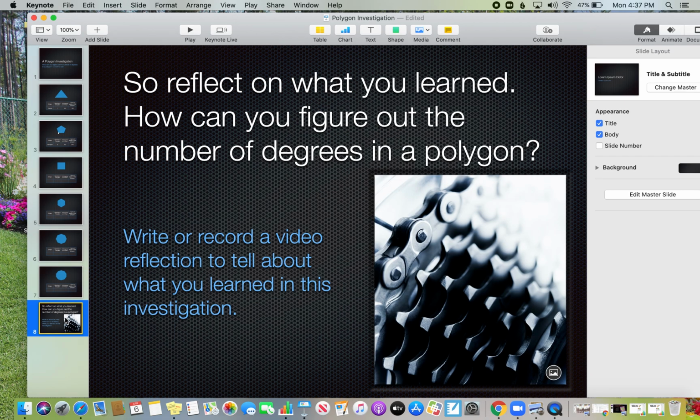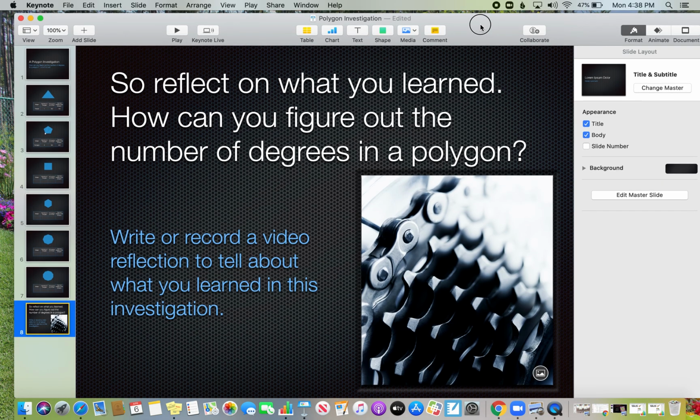Then on the very last slide, you're going to reflect on what you've learned. How can you figure out the number of degrees in a polygon without using a protractor to measure its angles? You can write a reflection over here, or you can do a video reflection by tapping on the add button over here to add a video. I hope you enjoy this polygon investigation, and I look forward to finding out what you have discovered.